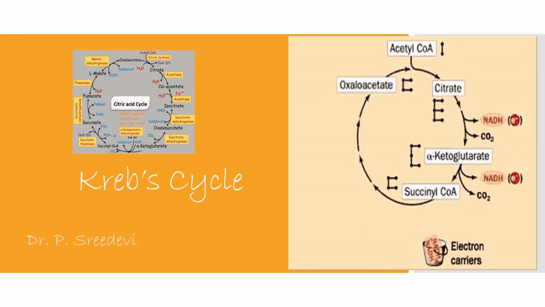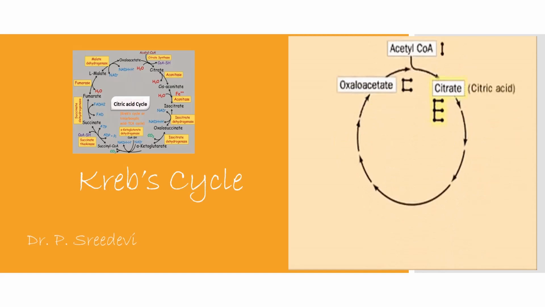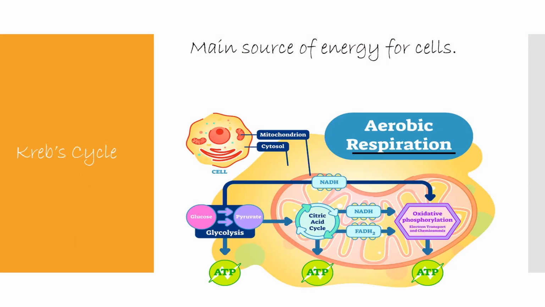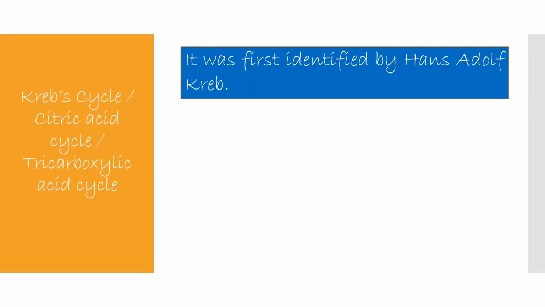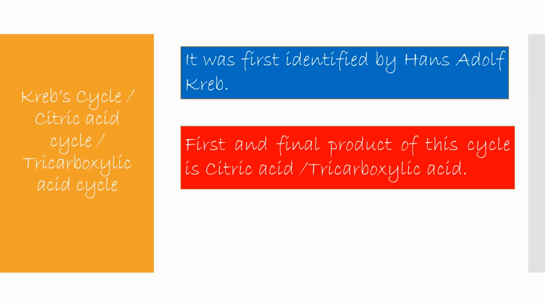In this video, we discuss the Krebs cycle. The Krebs cycle provides energy to cells through aerobic respiration. It was first identified by Hans Adolf Krebs. The first and final product of the Krebs cycle is citric acid, which is a tricarboxylic acid, in short TCA. So it is also named the citric acid cycle or TCA cycle.